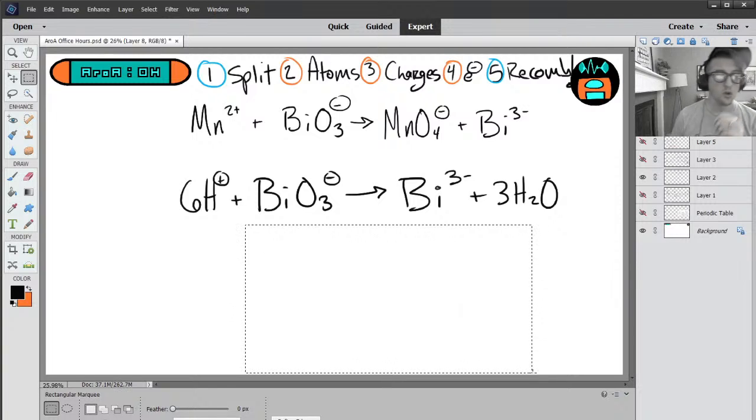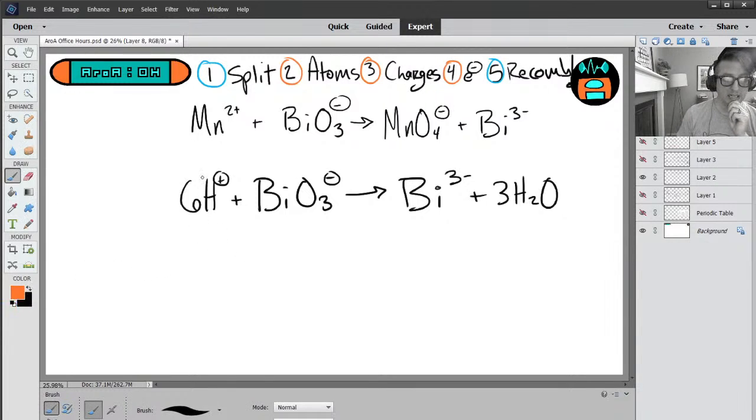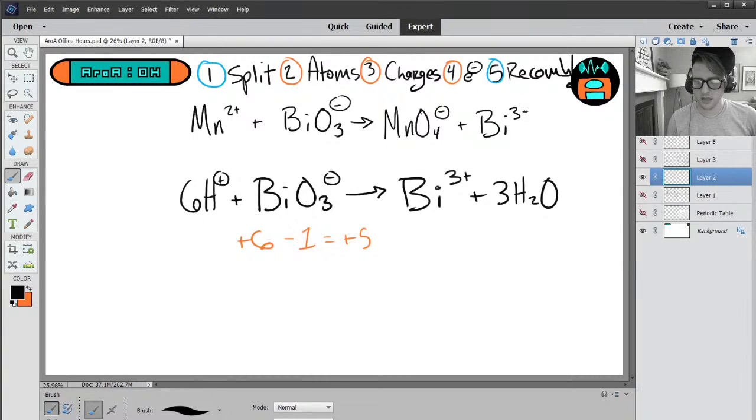After balancing our atoms, we need to balance our charges. And on our reactant side, we have +6 from our hydronium and -1 from our bismuth oxide situation. Bismuth oxide. I'm sure it has a special name that I just don't know. So on our reactant side, we have a total charge of positive 5. Oh, there's my mistake again. This is not bismuth minus 3. It is bismuth plus 3.